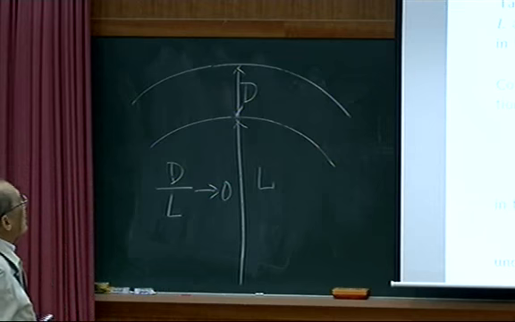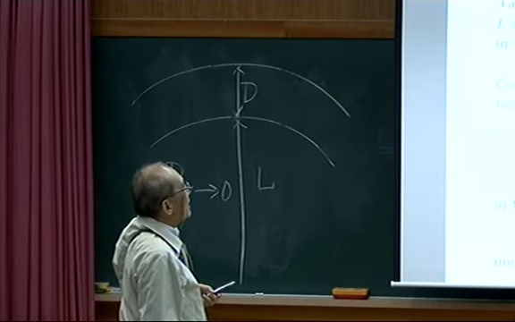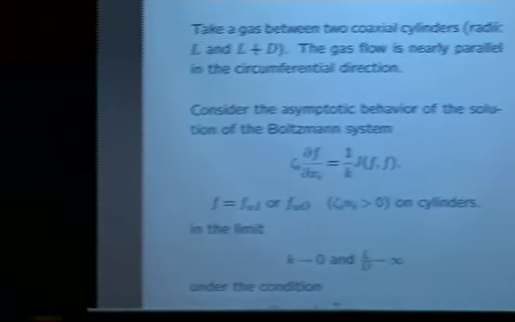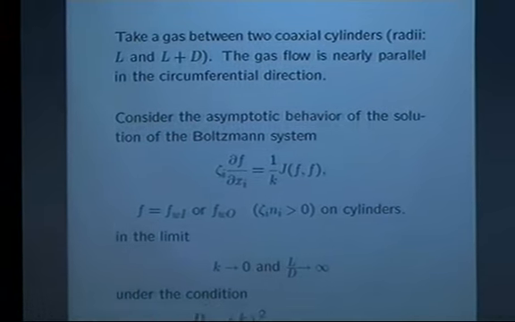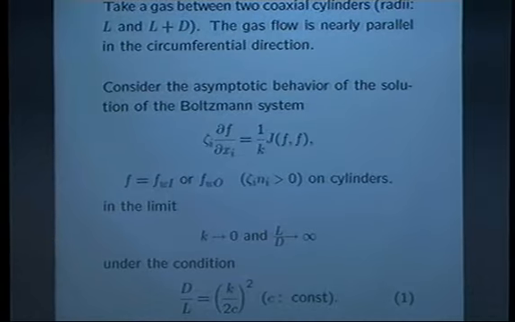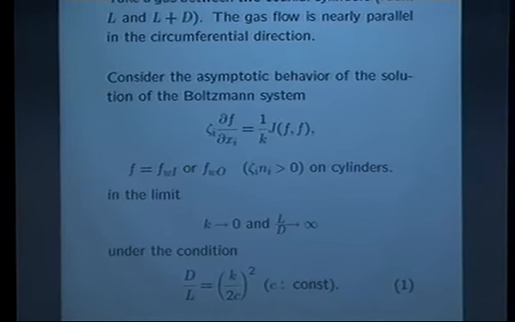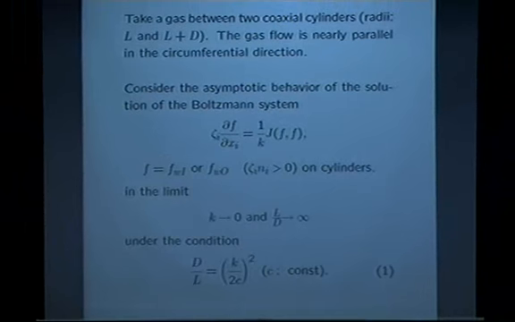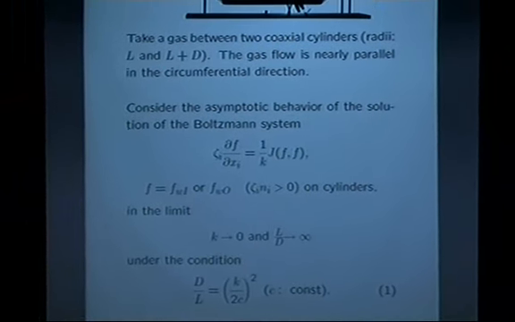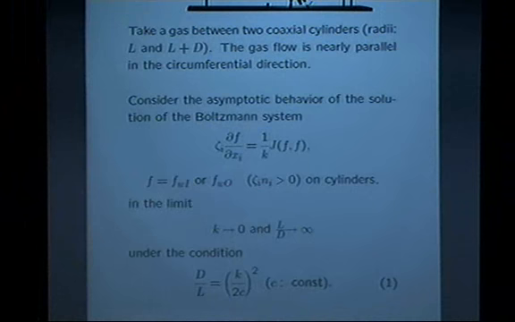Take a gas between two coaxial cylinders. The radius of one is L and the other is L plus D. The gas flow is nearly parallel. We consider the case of nearly parallel flow. Therefore, if we take the limit, it becomes two parallel flows, the simplest one. And the Boltzmann equation is given here. The K is essentially the Knudsen number.